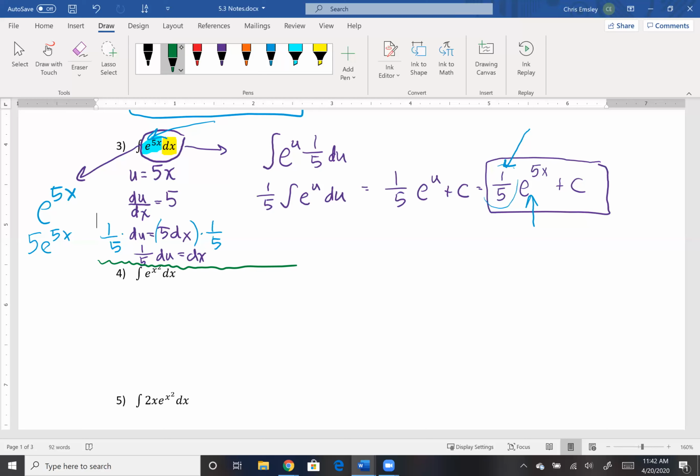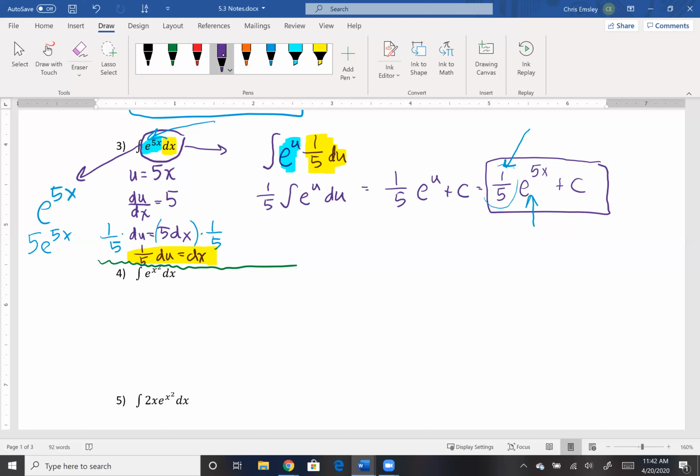And then when we rewrite it, it becomes e to the power of u times 1/5 du. Right, because the e to the 5x became e to the u, and then the 1/5 du came right here. We replaced the dx with a 1/5 du. All right. Okay, let's do another one.